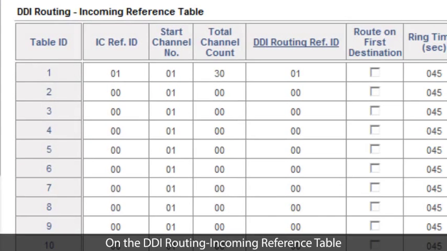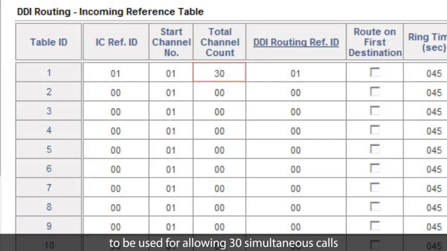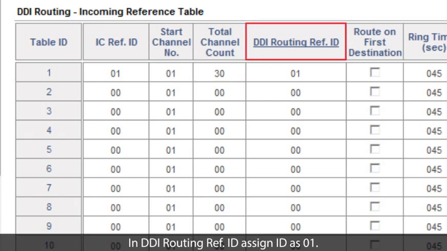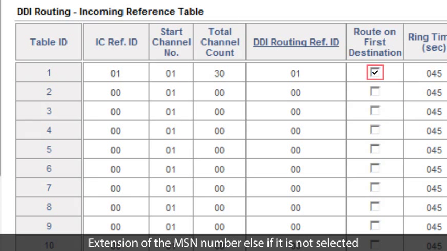On the DDI routing incoming reference table, assign IC reference ID as 01, as this value is assigned on the T1-E1 port parameters page. Total channel count is 30, which are to be used for allowing 30 simultaneous calls routing to the system. In DDI routing reference ID, assign ID as 01. The same DDI routing table will be referred for incoming and outgoing DDI mapping. If the Route on First Destination checkbox is selected, the call will always land on the first extension of the MSN number, else if it is not selected, then it will be routed to the identified target extension. Here, the checkbox is not selected.